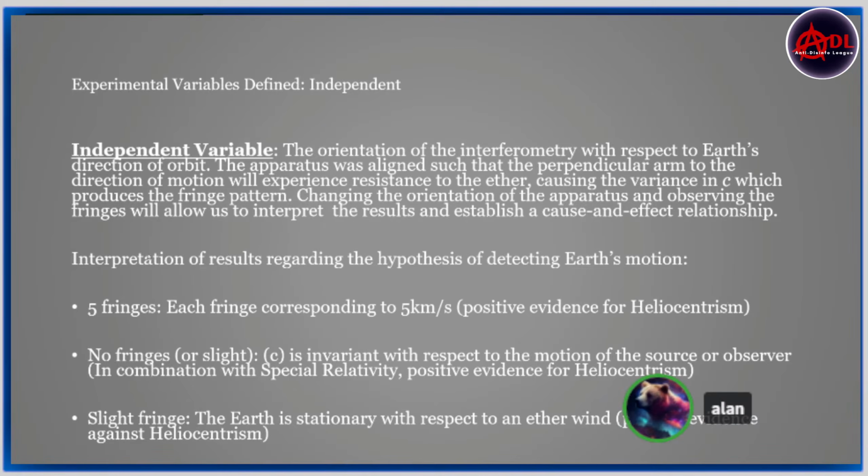So interpretations of the results regarding the hypothesis detecting Earth's motion: 5 fringes, each fringe corresponding to 5 kilometers a second, would be positive evidence for heliocentrism. No fringes: C is invariant with respect to the motion of the source or observer, in combination with special relativity. One could turn that null into positive evidence for heliocentrism, which is what they later did. And a slight fringe, with a stationary Earth with respect to an ether wind, would be positive evidence against heliocentrism.